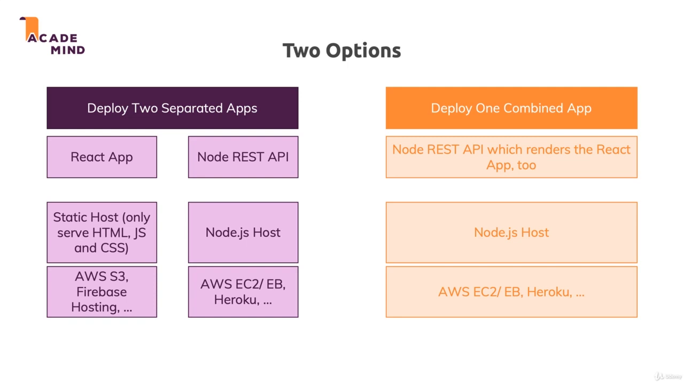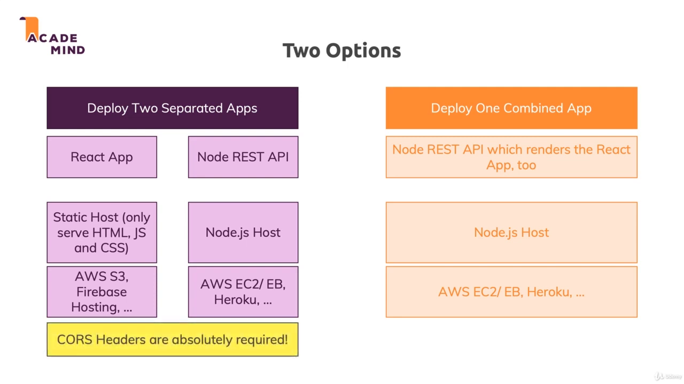One important difference we also will have to adjust in our code is that when we deploy two separated apps, we essentially have the setup we had during development, right? We had localhost 3000 for the React app and localhost 5000 for the Node app. So there, no changes are required. And for example, we need to set these CORS headers you learned about.